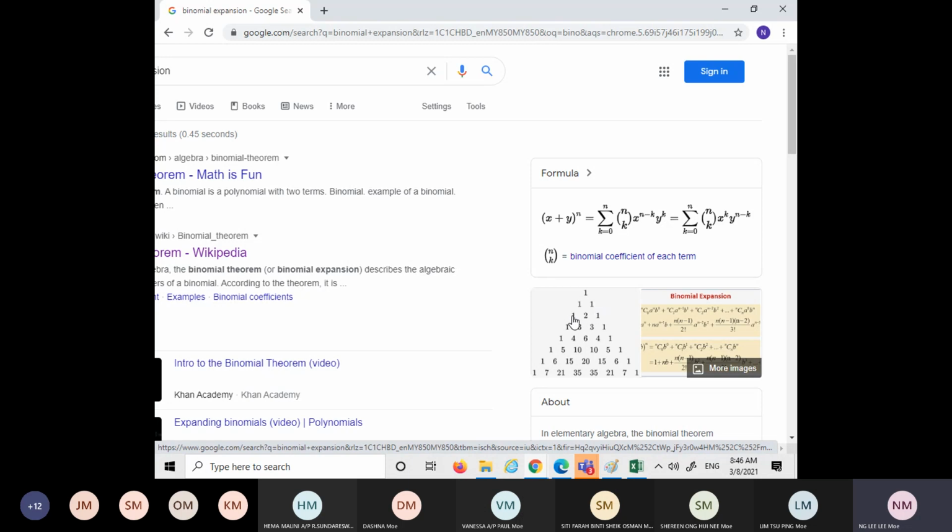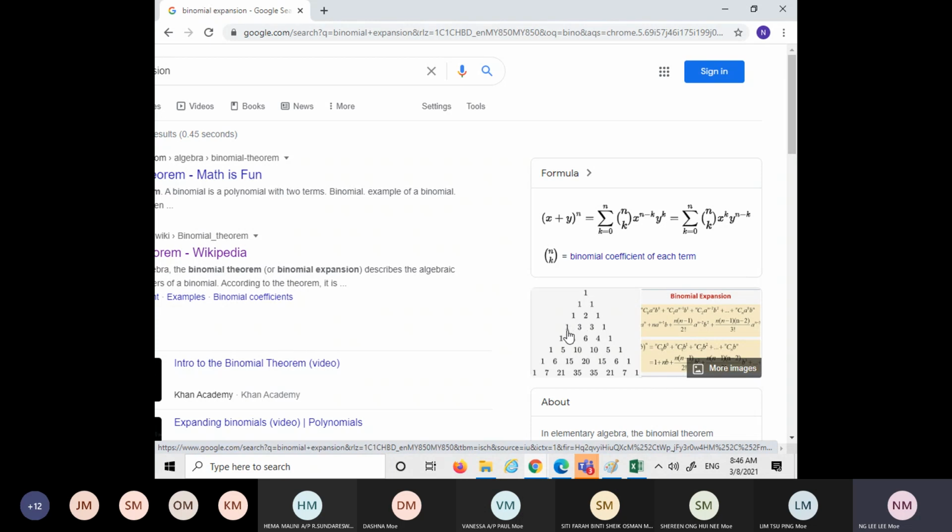Then we come to the third row. How do we get this number 2? This 2 is made by using the top two numbers. Hey, can you all see my cursor, the small hand? Dashna, can you see my hand or not? Yes, teacher. Okay, so these two actually come from the 1s on the top here. 1 plus 1, you get 2.